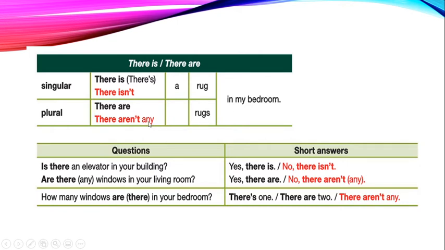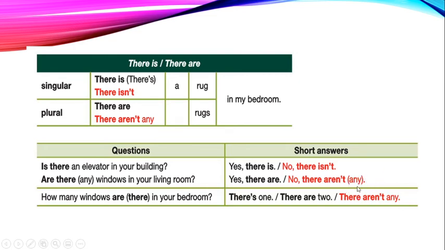We use any when we talk about negative or for questions. You see, are there any windows in your living room? Any is used for questions and for negative sentences. Is there an elevator in your building? Well, the answer is yes, there is, or no, there isn't. Are there any windows in your living room? Yes, there are. No, there aren't any.